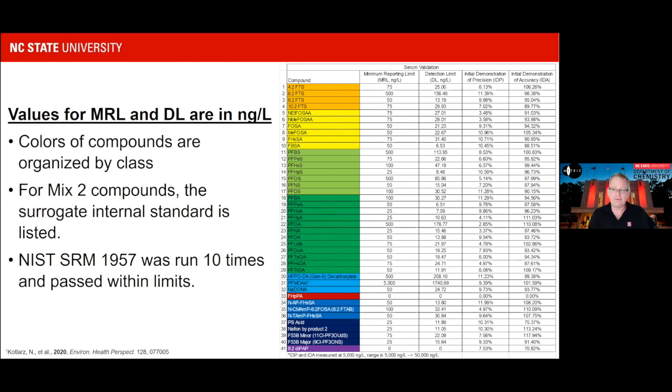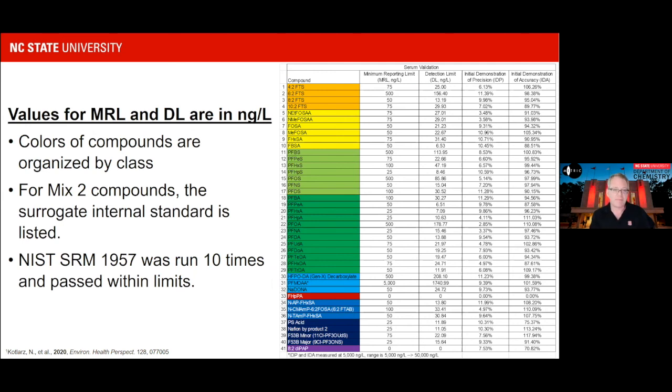The way that EPA requests that we report these is minimum reporting limits. So they do change a little bit, and then there's your detection limit. So they get a little bit higher than in the NEAT standards, what you expect. But we did run the NIST SRM 1957, which is a certified standard based on consensus in the field. And we've run that 10 times, and it passed each and every time with our new method.